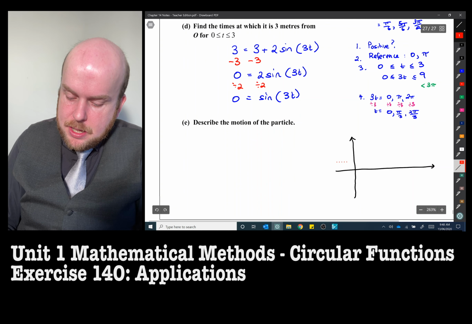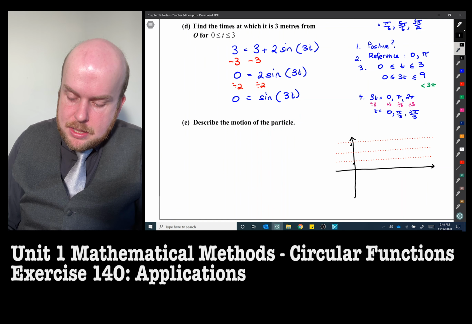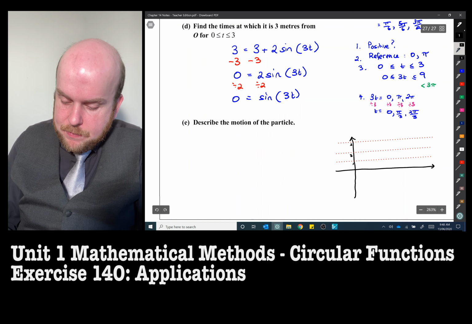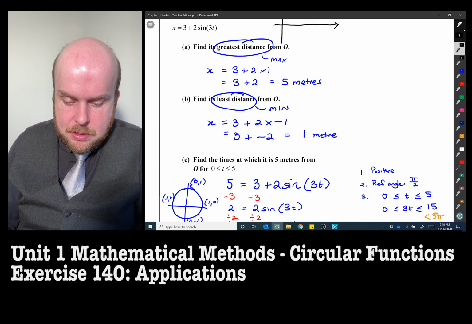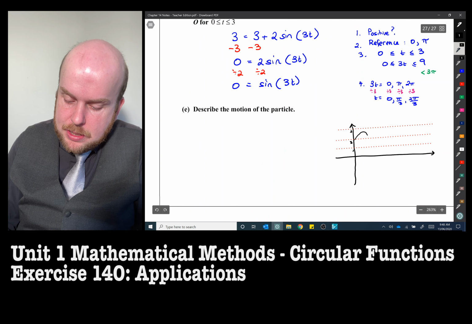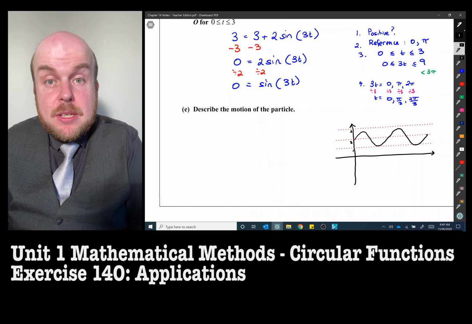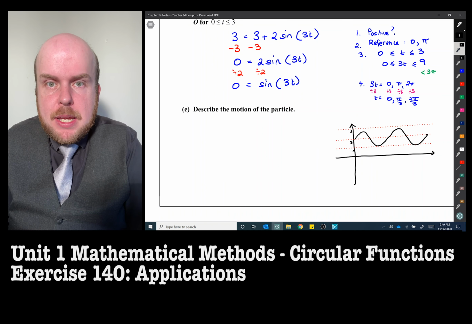We know it's been moved up. We know the minimum is 1, the maximum is 5, and so therefore the middle is 3. And it's not an upside down graph at all, is it? No, it is. Yeah, it's just a regular ordinary graph. So it looks like this. So what does it mean in reality? So this question is asking, what does this graph mean?